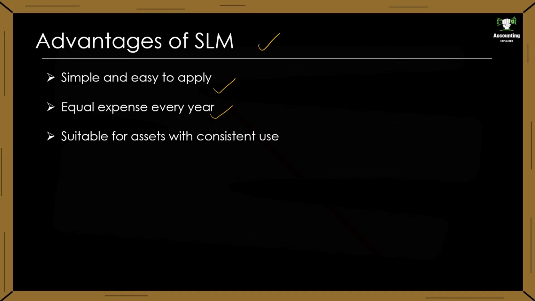It is not like we are going to calculate depreciation separately for the second year or the third year or the fourth year. We are not going to do it in such a way. We will calculate depreciation at the end of the first year and the same amount of depreciation will be taken equally every year till the life of the asset. It is suitable for assets with consistent use. If the asset is used in a constant way every year without any change, then straight line method of depreciation is a boon for such type of assets.